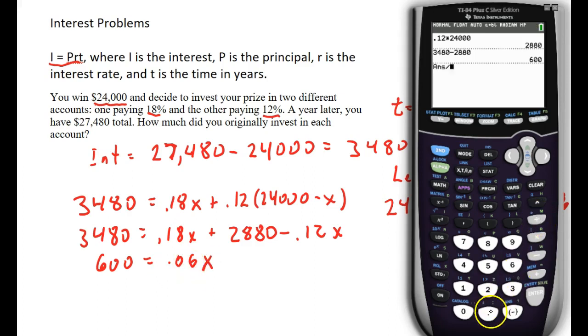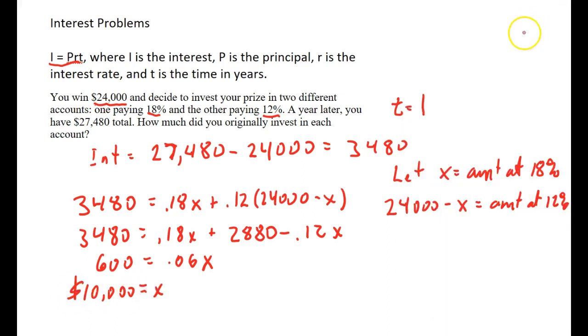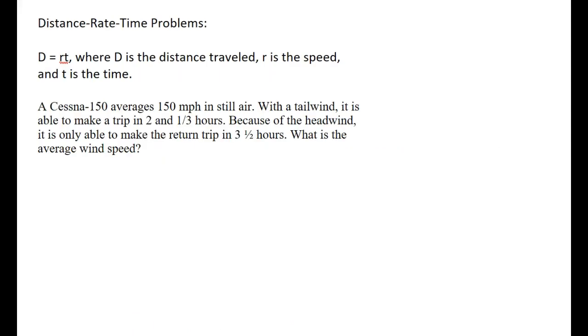And we'll go ahead and divide that by 0.06, and we're going to get, surprise, surprise, 10,000. What is that? That's the amount that we invested at 18%, which leaves us with 14,000 at 12%. And the last example I'm going to do is a distance equals rate times time problem.